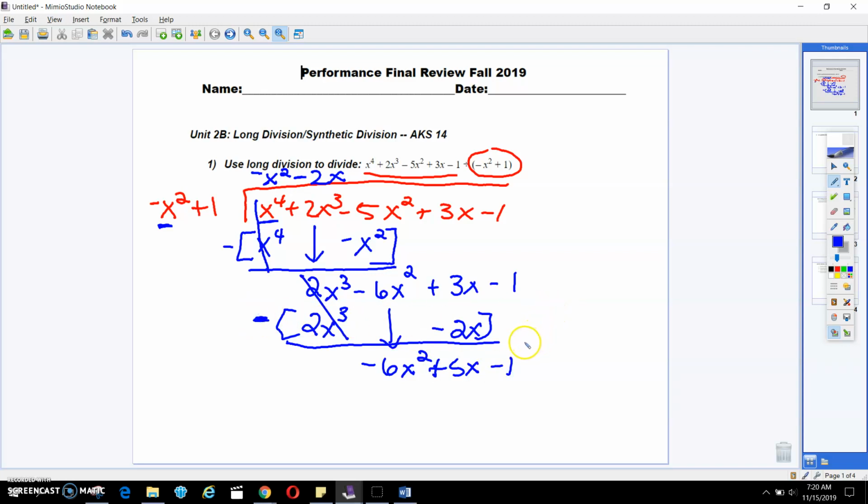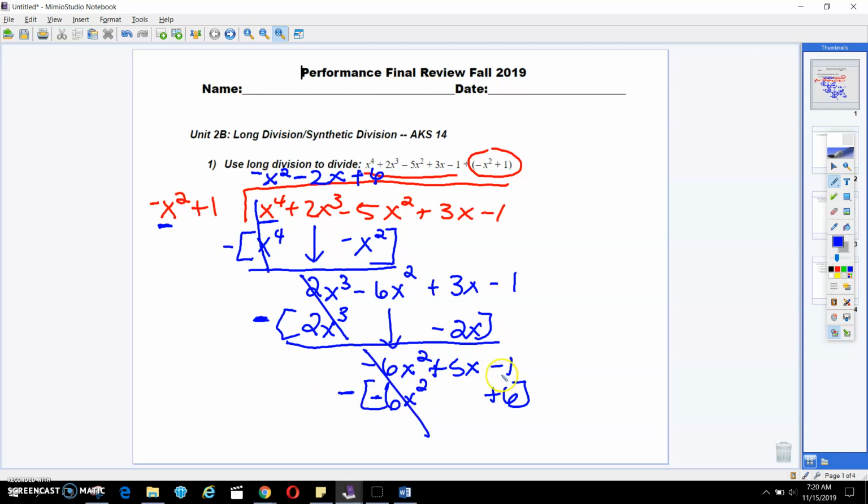Okay, and then I'm going to repeat this process. It's very boring, right? Negative x squared goes into negative 6x squared negative 6 times. Negative 6 times negative x squared, this should be a plus, so this will give me 6x squared. 6 times 1 is going to give me positive 6. And then I'm going to change my sign, draw my line. This should be negative. Yeah, that's right. Okay, cool.